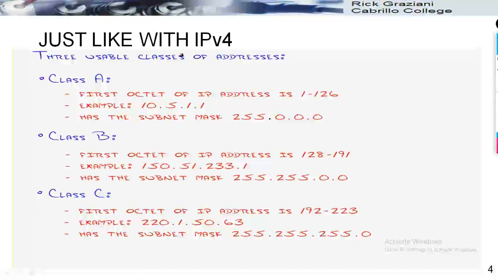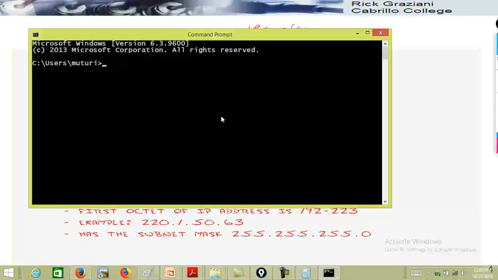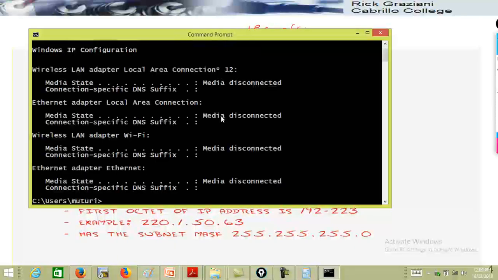So for now, we have seen those classes, and we know them by looking at the first octet of an IP address. So go to your computer right now. When you do ipconfig, right now I'm not connected to the internet. So if I go to the command prompt of my computer and do ipconfig, I see that I don't have internet here. But in your case, you'll see IP addresses.